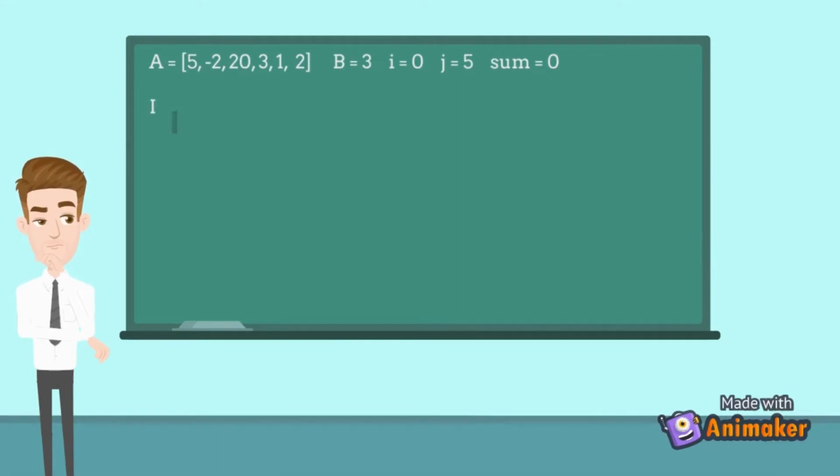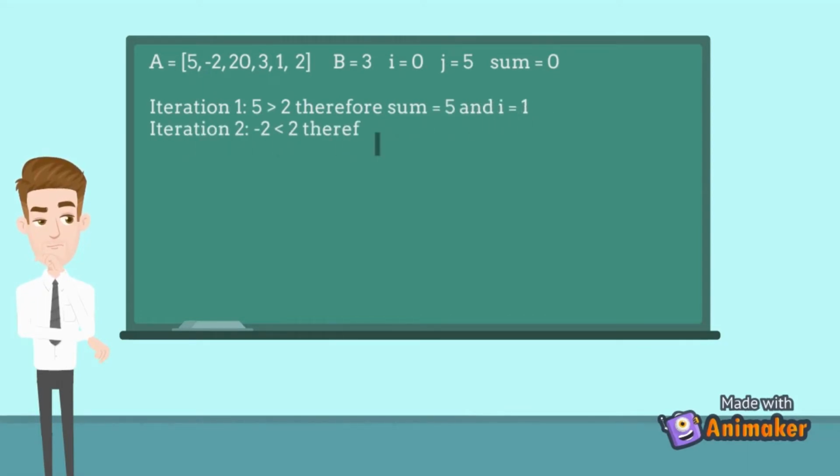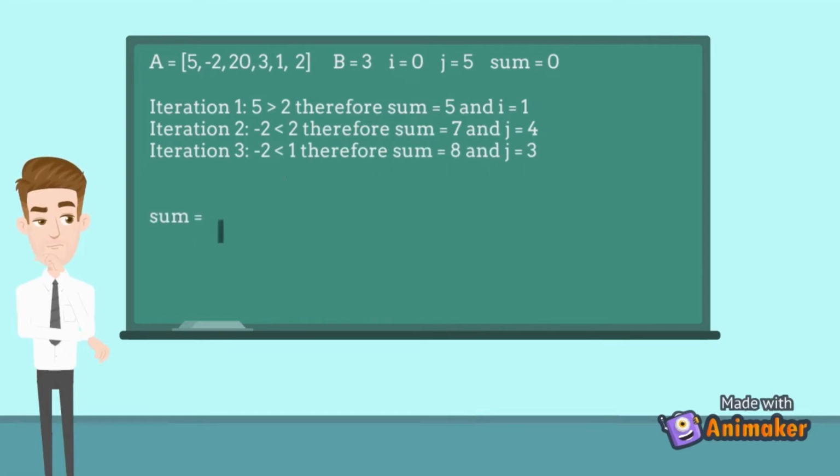For iteration 1, A of i will be greater, so sum will become 5 and i will be incremented to index 1. For iteration 2, A of j will be greater, then sum will become 5 plus 2 equals 7 and j moves to index 4. For iteration 3, again A of j will be greater, then sum will become 8. Since b is equal to 3, the for loop will be finished and we get our answer as 8. But the correct answer for this test case is 23, that is, if we take all three elements from left end: 5 minus 2 plus 30, which makes it 23.